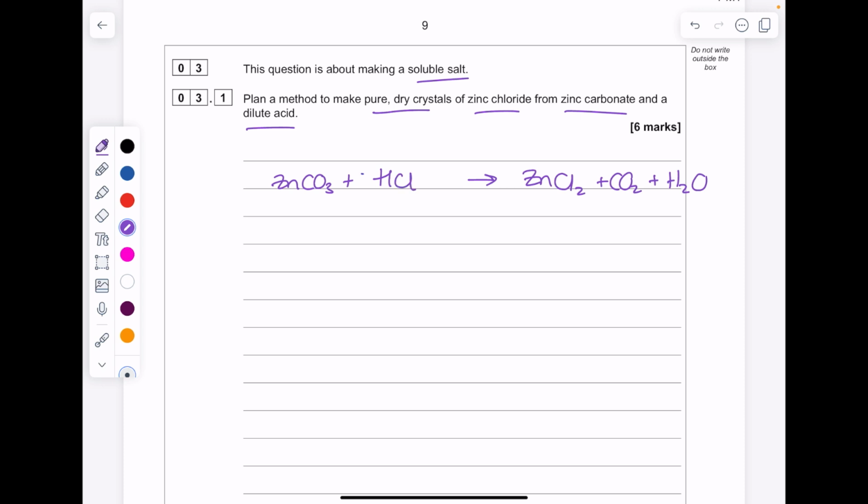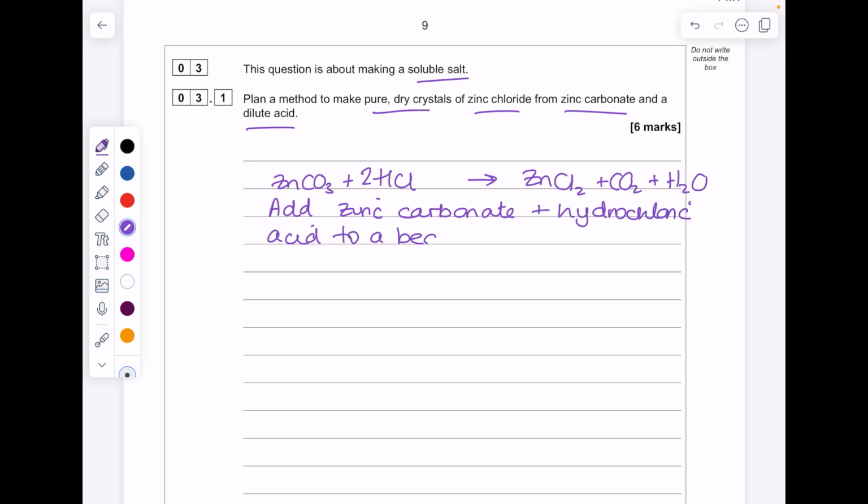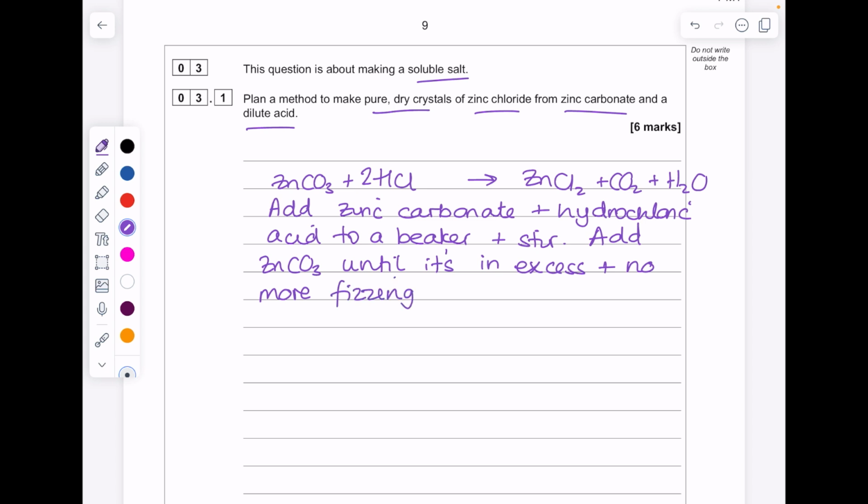So there's our equation. So how do we make a soluble salt from an insoluble reactant and an acid? First of all, we want to add zinc carbonate and hydrochloric acid to a beaker. Do mention all the appropriate apparatus and stir. Remember, we need the insoluble reactant in excess, and no more fizzing occurs, no more carbon dioxide is released. That will also show that we have an excess.